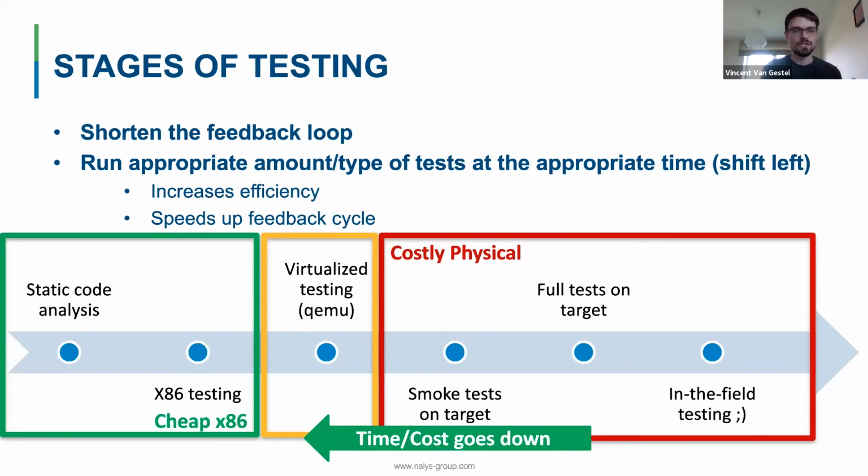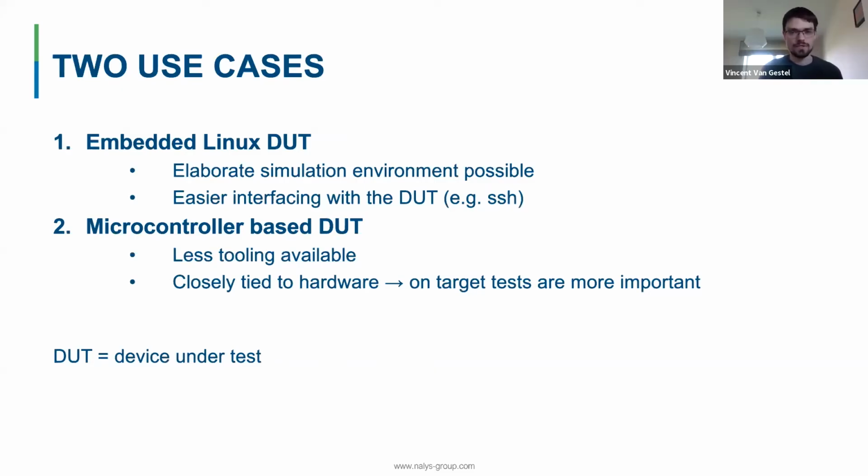And in our first use case, we're going to see how this was applied at one of the companies that we work for. We have two use cases for you, as Toon mentioned. One is an embedded Linux device under test, where we have more options on how to do simulation, and it's easier to interface with the device because it has very common and practical to use interfaces like SSH. And the second use case that Toon will present is about microcontrollers, where you're a lot more dependent on the hardware itself, and that brings its own set of challenges for sure.